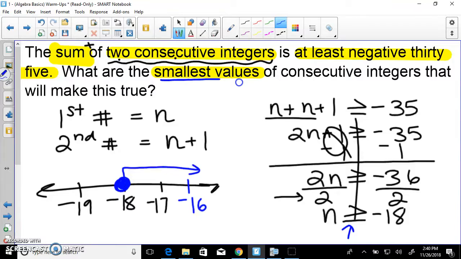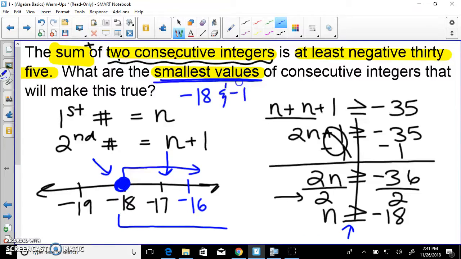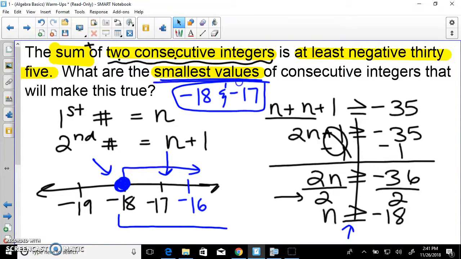So the question asks, what are the smallest values of consecutive integers? Well, let's look at our solutions. Our solutions include negative 18, negative 17, negative 16, and so on. Which one of these is the smallest solution? The smallest value is negative 18. So negative 18 and the next smallest value, which is negative 17, will be our solutions. So negative 18 and negative 17.